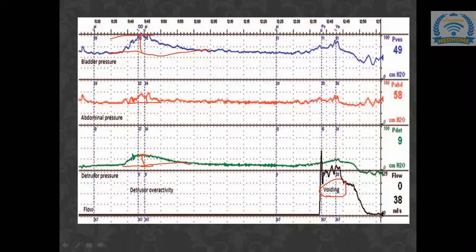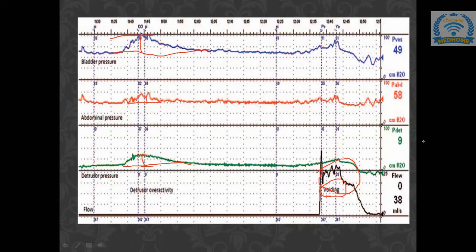And ma'am, voiding is not bell shaped. Normally it should be bell shaped, but in this case, she is having this incontinence. That is why the curve is not a normal curve. And the flow rate is also more, it is 38 ml per second. Ideally, it should be more than 15 ml per second.